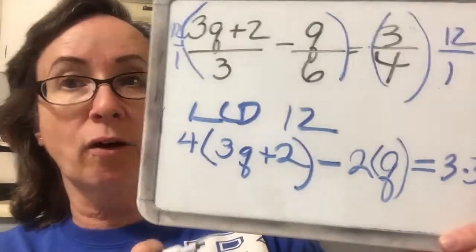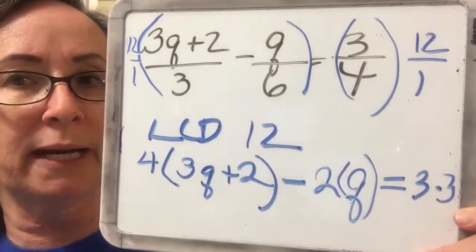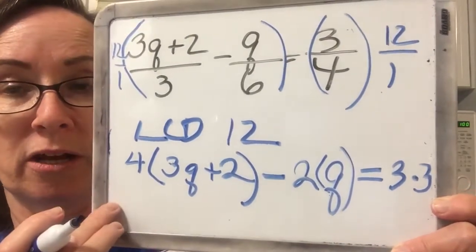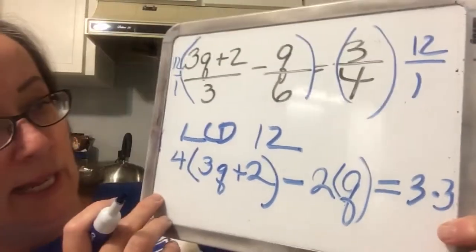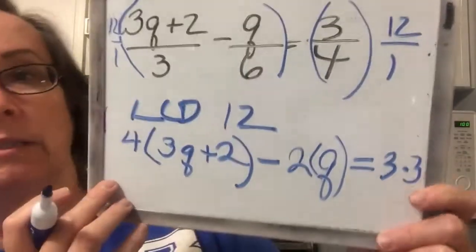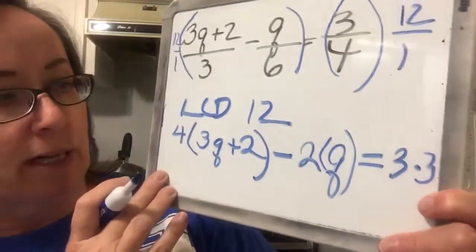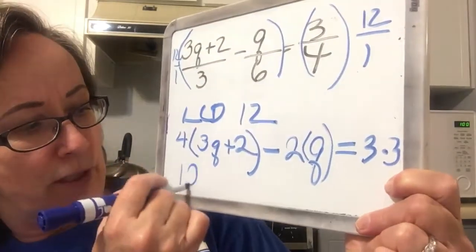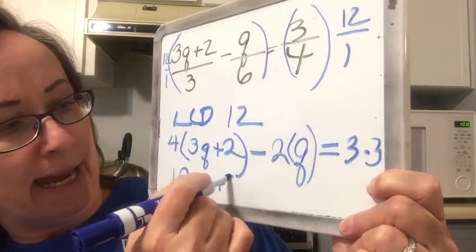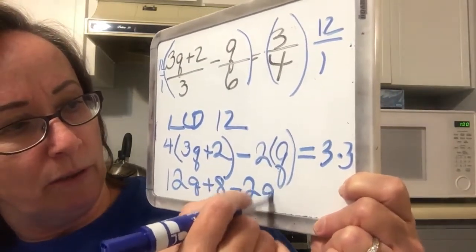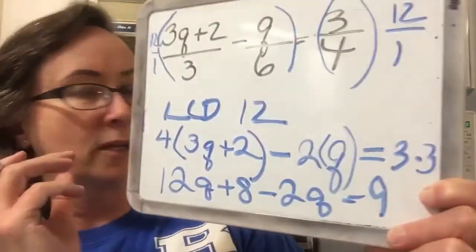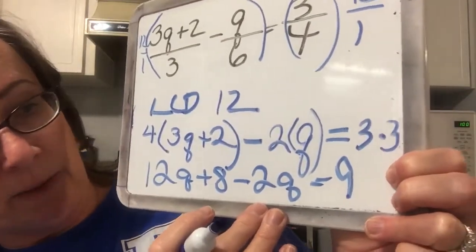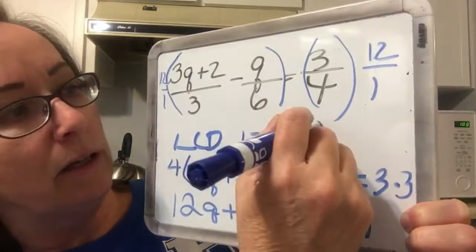Okay, so notice the whole purpose behind multiplying through by the least common denominator is that now I no longer have rational expressions at all. I have a regular equation, and this one happens to turn into a linear equation, not a quadratic. So when I simplify this, I'm going to get 12q plus 8 minus 2q equals 9. Okay, so I've got a 12q and a minus 2q, leaving me altogether with a 10q.